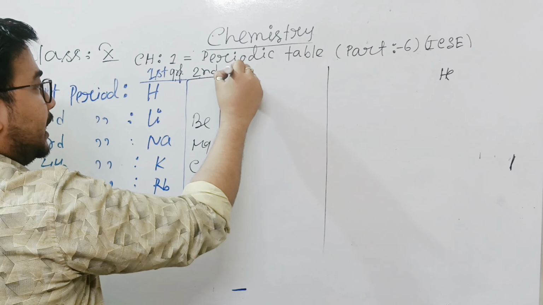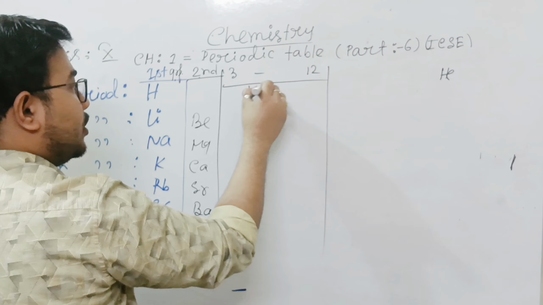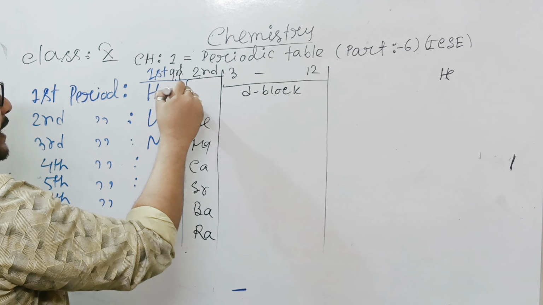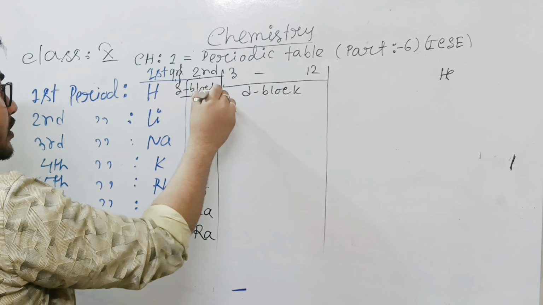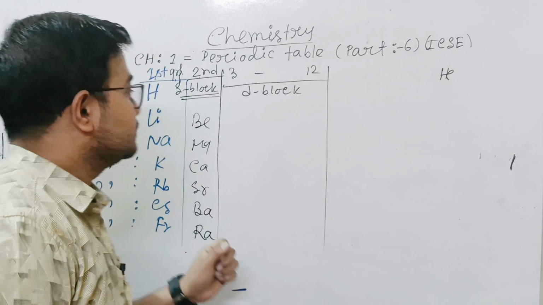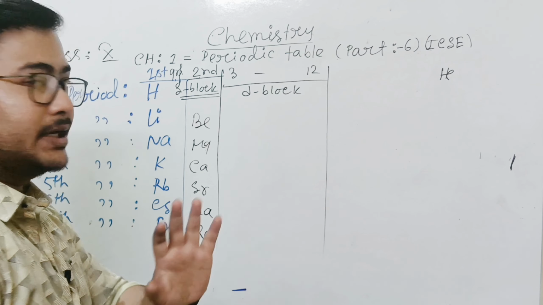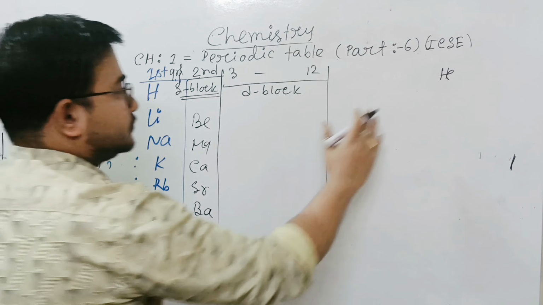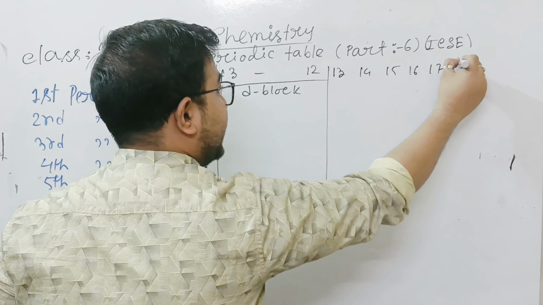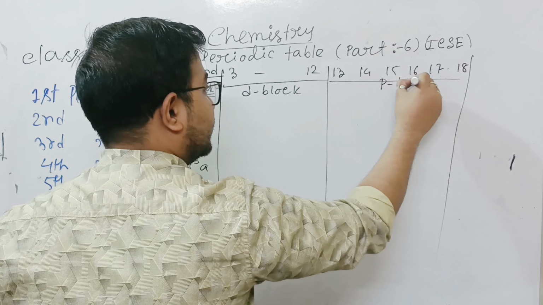Now third to 12 is called D block elements. The first and second are known as S block. So these first 2 columns are known as S block. 3 to 12 is D block, which is not important for us regarding class 10. And 13, 14, 15, 16, 17, 18 are known as P block.